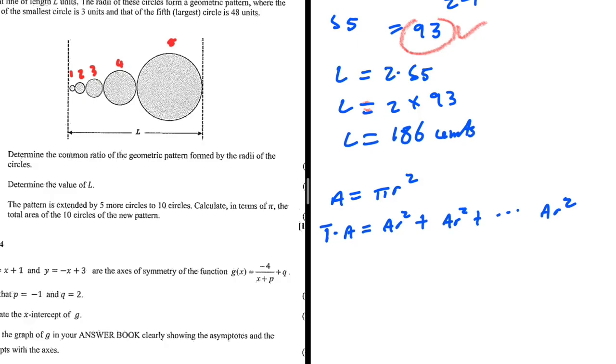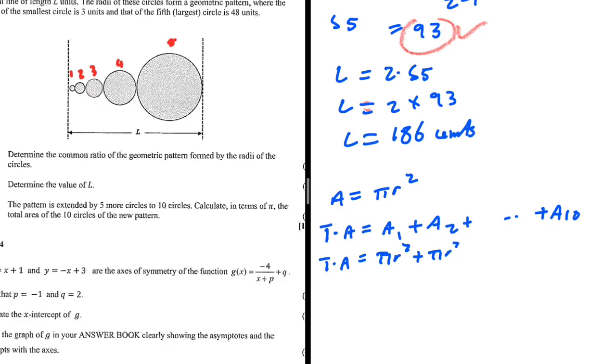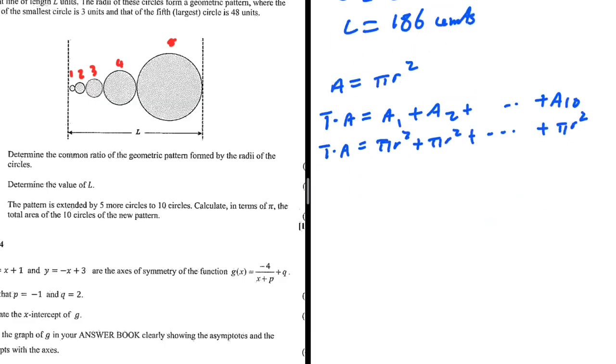I think we can all agree on that. That is easy to see. Well, area is pi r squared. So area of the first circle plus area of the second circle up until the area of the 10th circle. But we know that area is pi r squared. So the total area will be pi r squared plus pi r squared plus, up until the last circle, pi r squared once more. So for the total area, we can take pi as a common factor because pi is going to be the same.